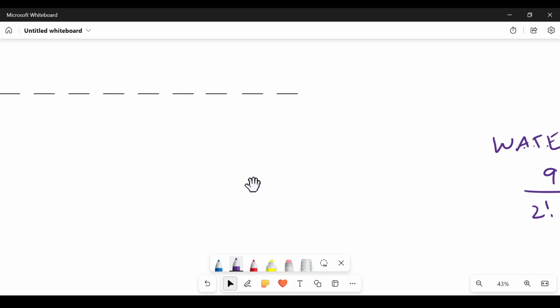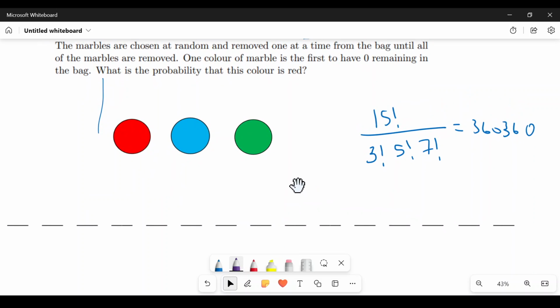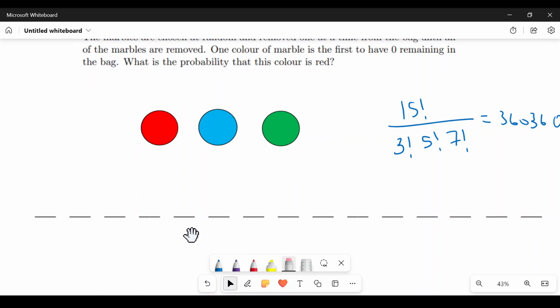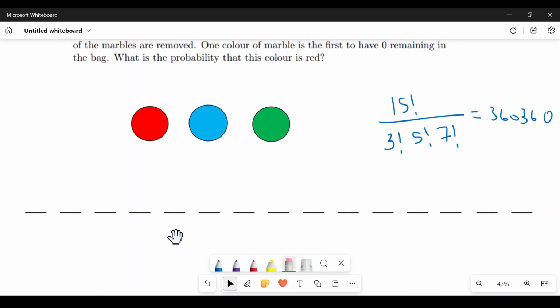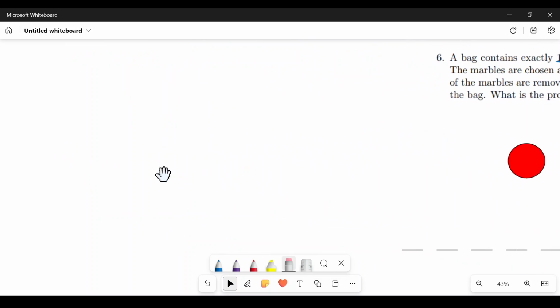So let's go back to here, where we've discovered that the bottom of our probability fraction is going to be 360,360. So now let's talk about how you might actually approach this question, which is going to involve another type of combinatorics called choosing. So I'm going to talk about that for just a second.